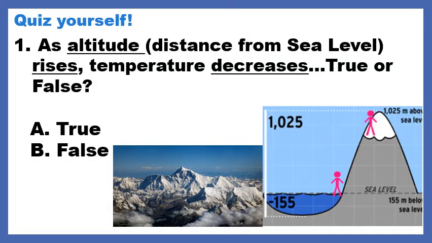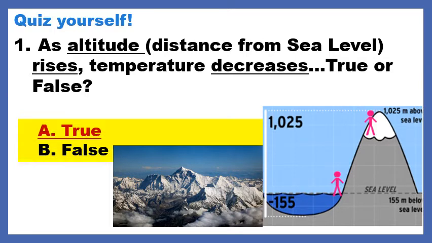All right, a little quiz as per usual. As altitude, which is distance from sea level, rises, temperature decreases. True or false? So again, altitude is how far you are from sea level. If you're at sea level, you're at low altitude. If you're on top of a mountain, you're at high altitude. And what do you usually find on the top of a mountain? It's usually snowy. And why do you think that is? Well, because it's true, as altitude increases, temperature decreases. That's a pattern, okay?